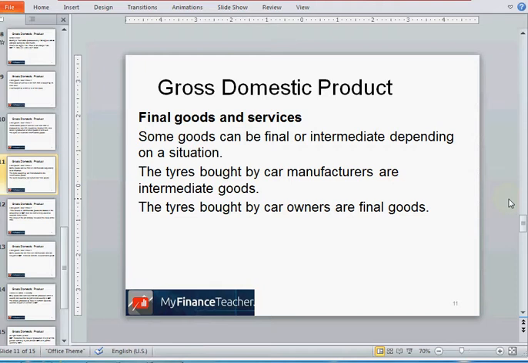Sometimes a good can be either intermediate or final depending on the situation. For example, those tires, if they were bought by a car manufacturer, we saw that they would be an intermediate good, as they would be used in a production of another good, which is a car. Instead, if tires were bought by a car owner, they would be an example of a final good, because the car owner would be the final user of those tires.